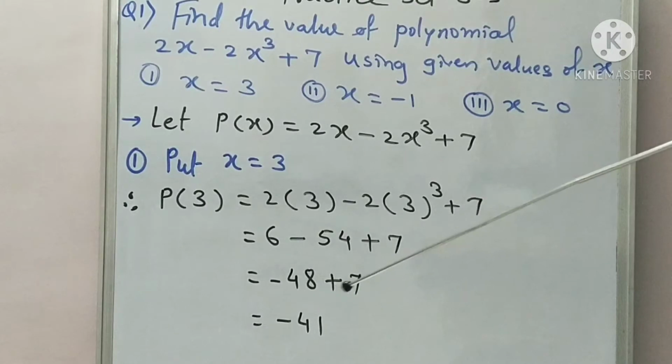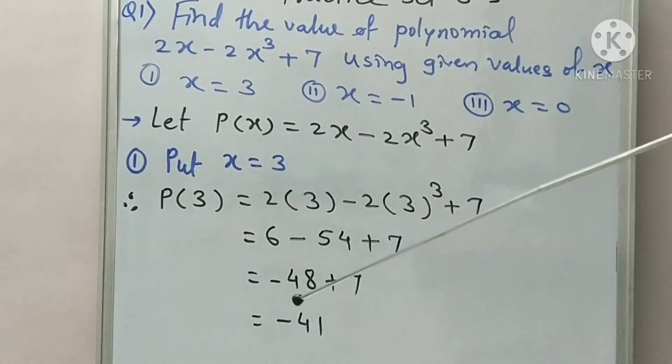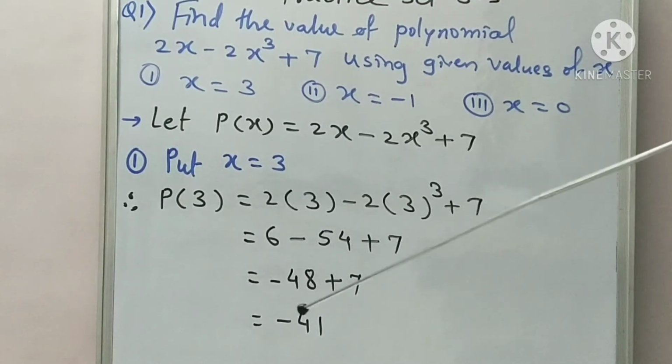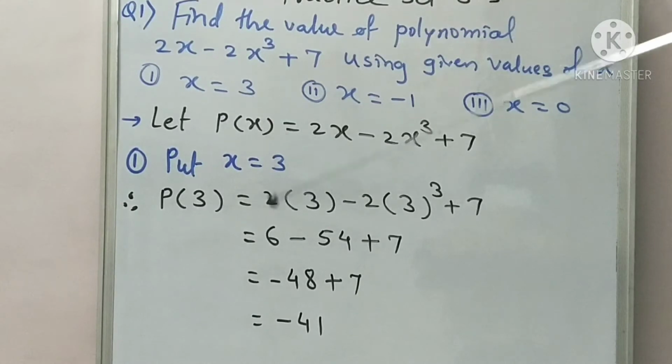Again here we notice that opposite signs are there, so we do the subtraction, and that subtraction is 41 with the greater value's sign. So the answer is minus 41. So minus 41 is the value of the polynomial for x equal to 3. Okay, now we put x equal to minus 1 here, and we do the same and simplify it.